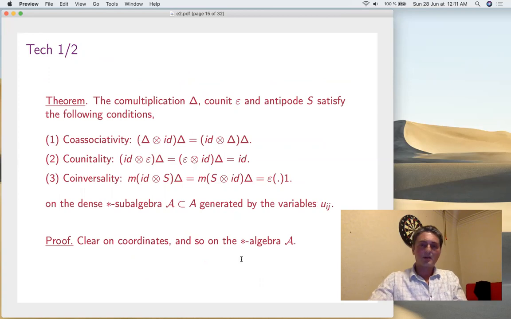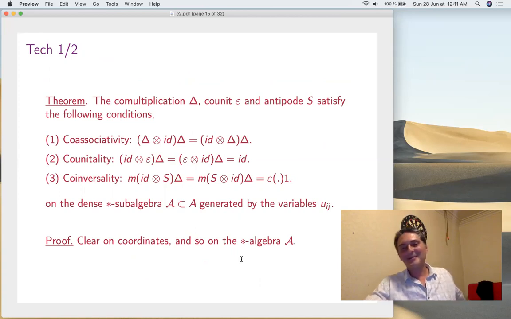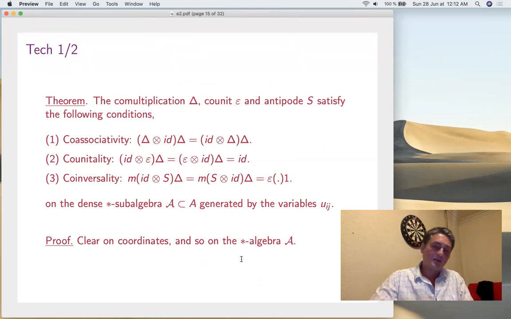Now, as a technology in order to deal with this beast, we have delta, epsilon, S. That's what we have for the moment. So let's study these a bit. They have these properties called co-associativity, co-commutativity, co-universality, which are clear. Just check on generators, and you're done. Now, where do these things come from and their names?